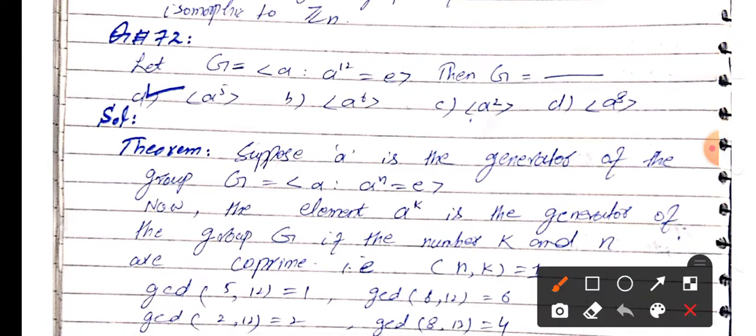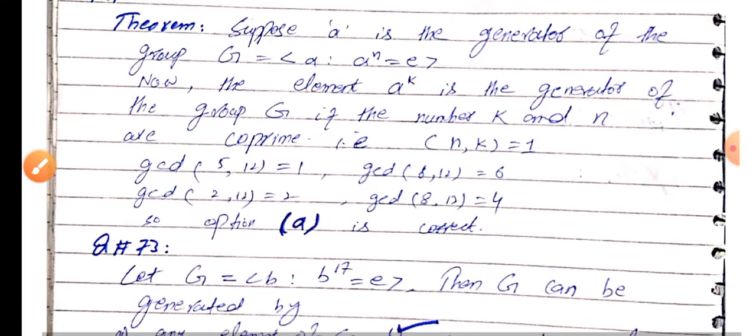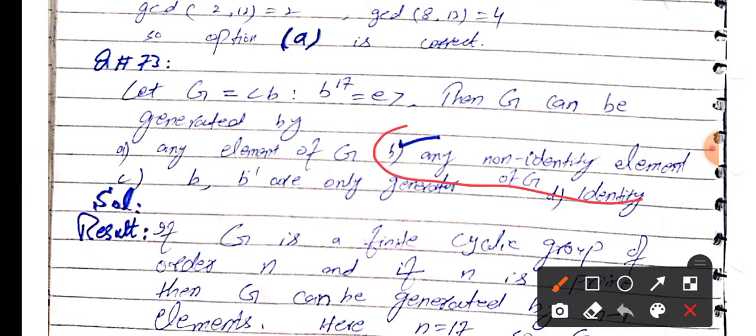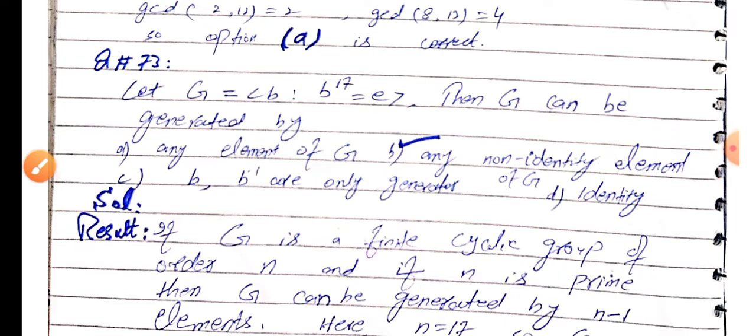72. Let G, a power 12 is equal to E, then the generator of G, a power 5, is a power 5 is a generator. Using the definition of generator. 73. Let G, b power 70 is equal to E, then G can be any non-identity element. Option B is correct.